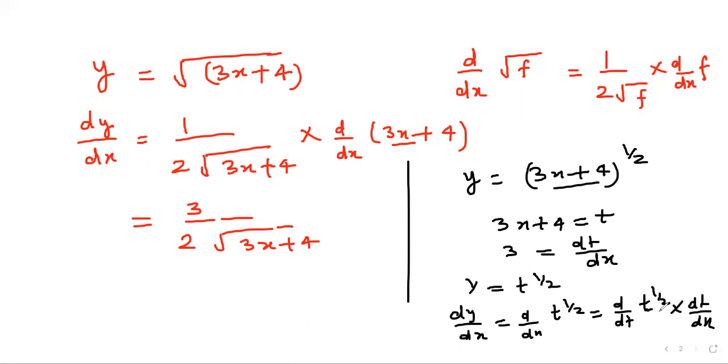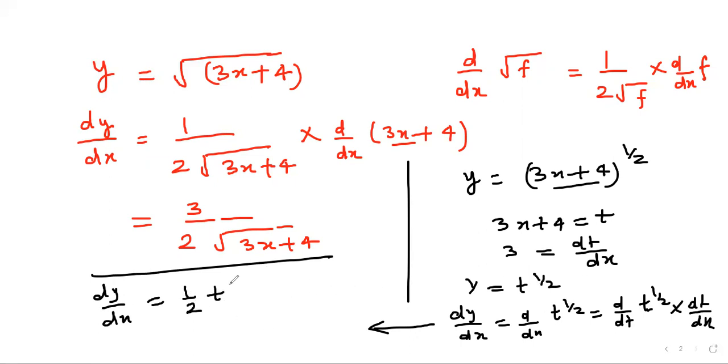Then we apply the formula for x power n. So that will give dy by dx equal to 1 by 2 t power 1 by 2 minus 1, which is minus 1 by 2, times dt upon dx. And then we put the value, 1 upon 2 t power half times dt upon dx. Then we put the value of t as 3x plus 4, and the power half means root, and dt upon dx is 3. Then we will get the same answer. So this is a little longer method. So we try to apply this.